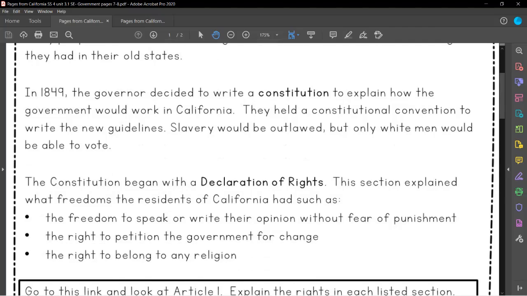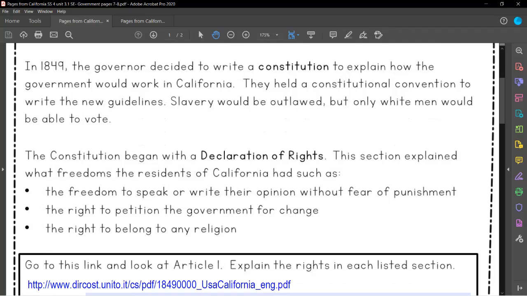The Constitution began with a Declaration of Rights. So this is a section that tells you what your freedoms are. What kind of rights do you have as a resident of California? So you had the freedom to speak or write your opinion without fear of punishment. So freedom of speech, like we have in the US Constitution, the right to petition the government for change, and the right to belong to any religion. So these are the same rights that we see in the Bill of Rights for the US Constitution.